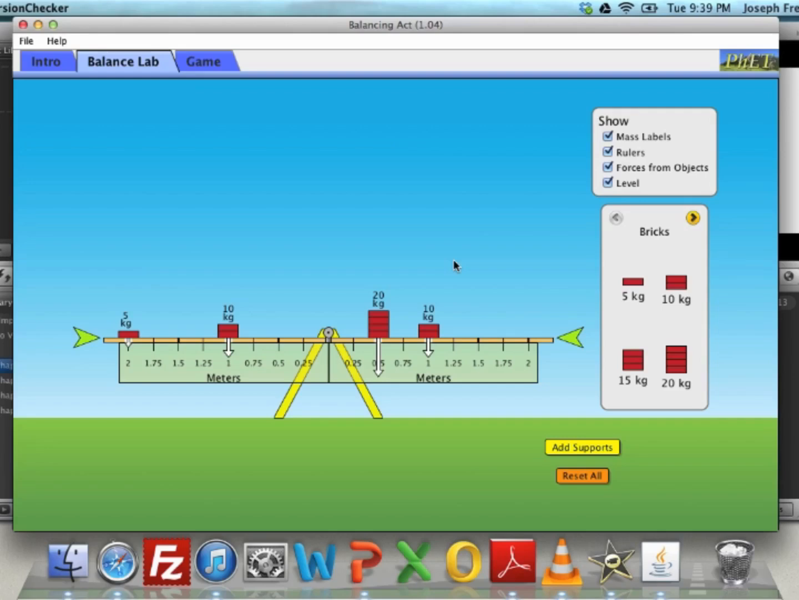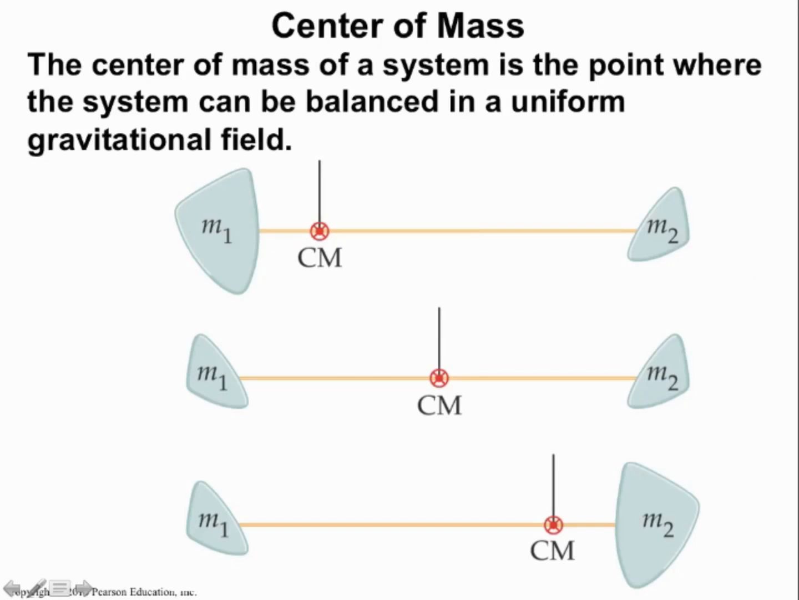Now this is just a quick little demo of something that you intuitively know, which is balance, but it's related to a concept that we're about to see: center of mass. The center of mass of a system is the point where the system can be balanced in a uniform gravitational field. This concept is related to the concept of balance we've seen in the past few slides. Even though we normally think of the center of mass as what a single object has, two, three, four, or many objects, a system of objects, can have a center of mass.